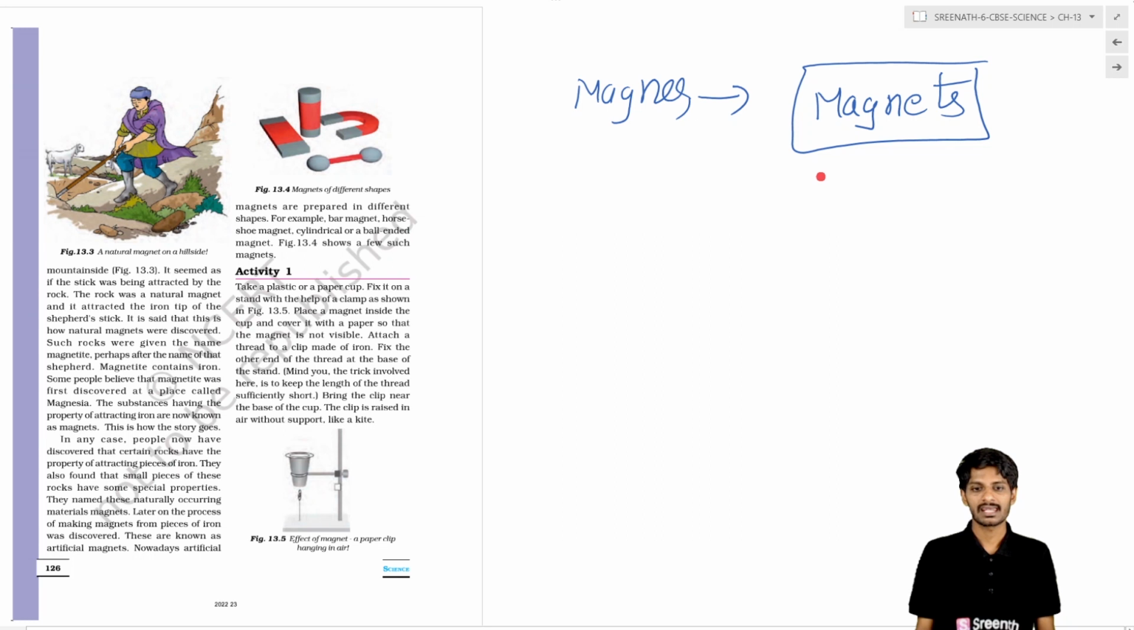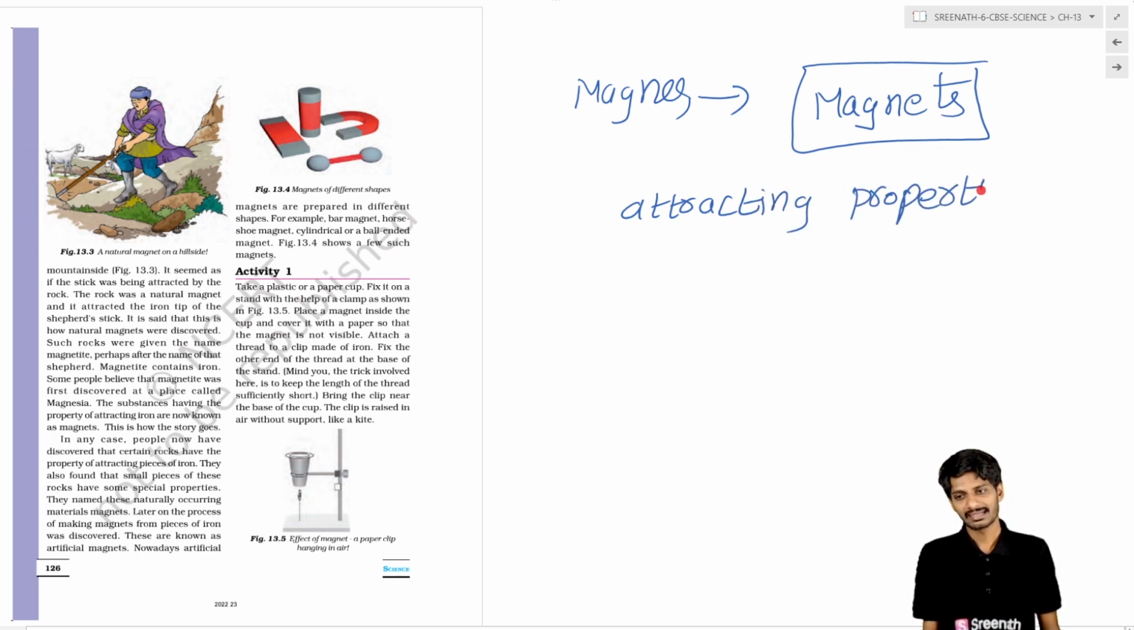What is the property they are having? They are having basically the attracting property. Does a magnet attract everything? No, they are attracting only some types of materials. We are going to discuss this later. So basically, magnets were named on behalf of Magnus, the shepherd who discovered the first magnetic attracting property.